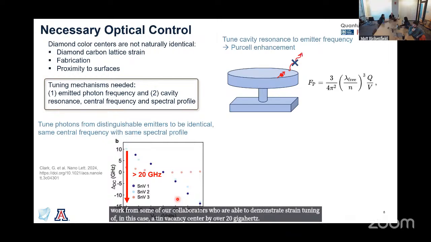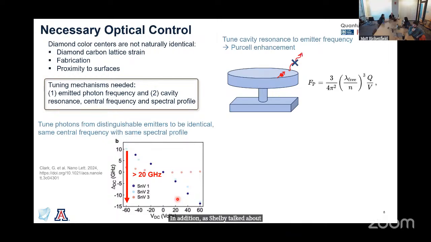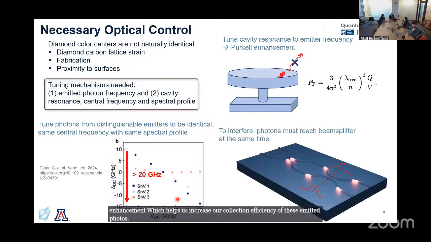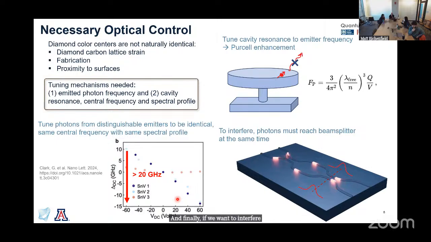In addition, as Shelby talked about earlier, when we put these into a cavity, we need to be able to tune the cavity resonance to be simultaneously resonant with the emitter frequency in order to take advantage of the Purcell enhancement, which helps us increase our collection efficiency of these emitted photons. And finally, if we want to interfere single photons, two photons from distinct emitters have to reach, say, a beam splitter at the same time.